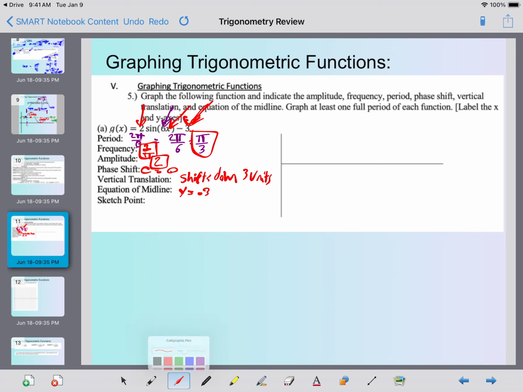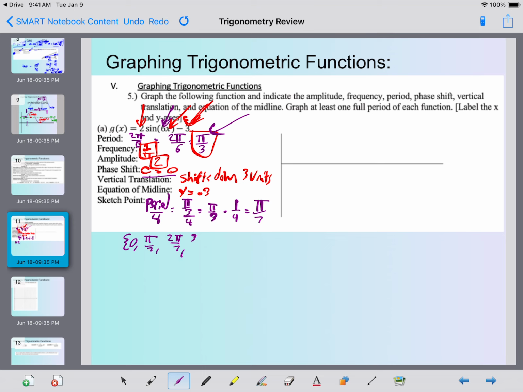So your sketch point follows the formula period over 4. So your period we said was pi over 3 over 4. Keep, change, flip. So keep pi over 3. Change to multiplication. Flip 4 to 1/4. Pi over 7. You always start at the phase shift. So the phase shift was 0. We're going to go up by pi over 7. So 1 pi over 7, 2 pi over 7, 3 pi over 7, 4 pi over 7.